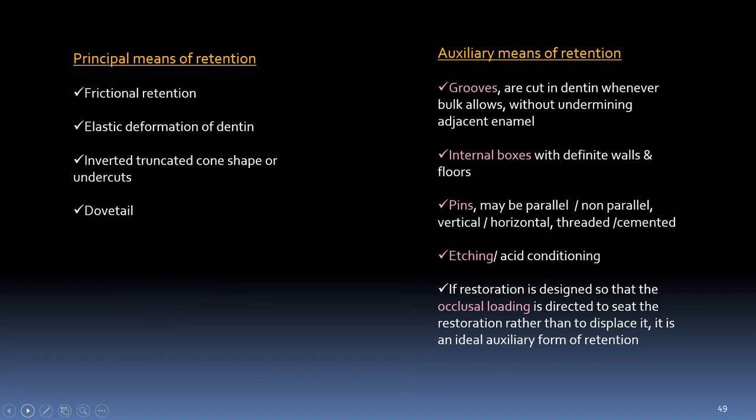For the auxiliary means of retention, grooves are placed in dentine whenever the bulk of the dentine allows for that without undermining the adjacent enamel. Internal boxes should be with definite walls and floors. And pins, for example in amalgam, can be parallel or non-parallel, vertical, horizontal, threaded, or cemented. And etching or acid conditioning is used in the case of composite. And if the restoration is designed so that the occlusal loading is directed to seat the restoration rather than to displace it, it is an ideal auxiliary form of retention.